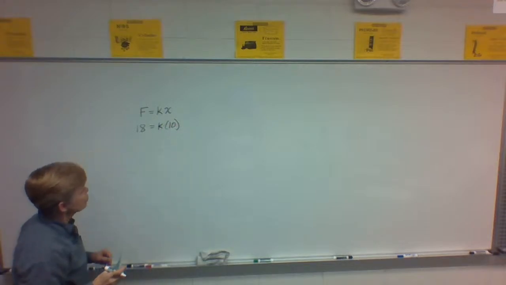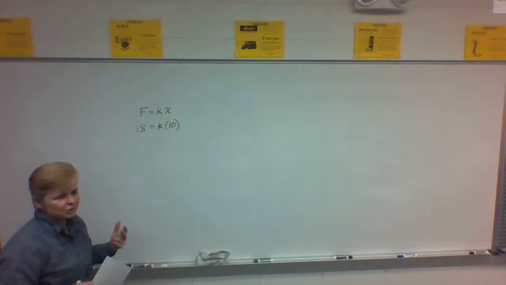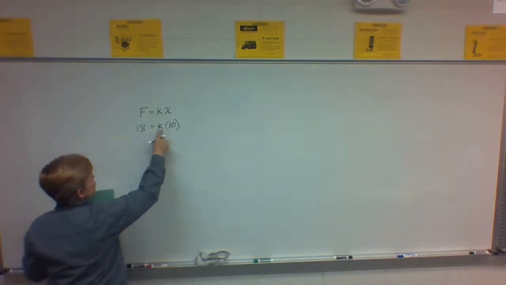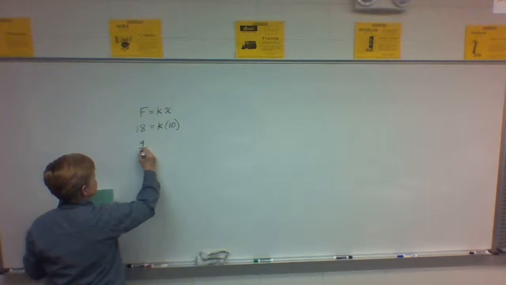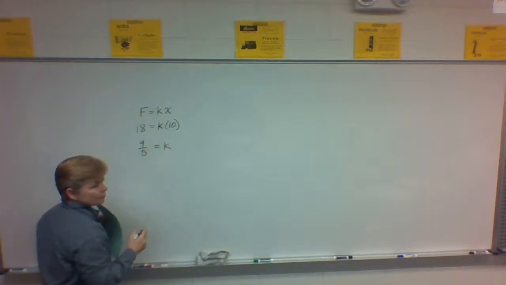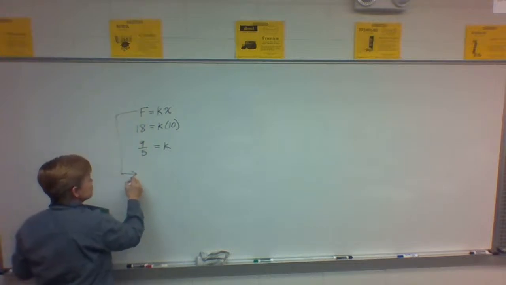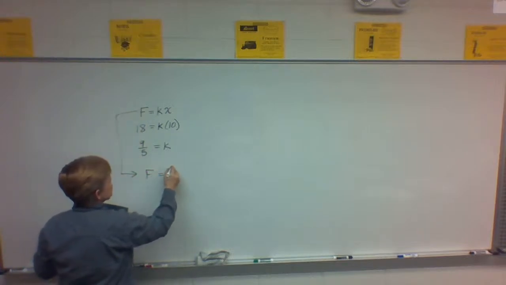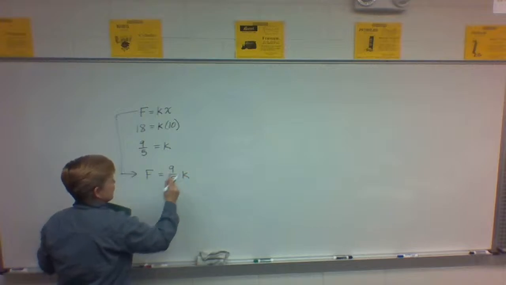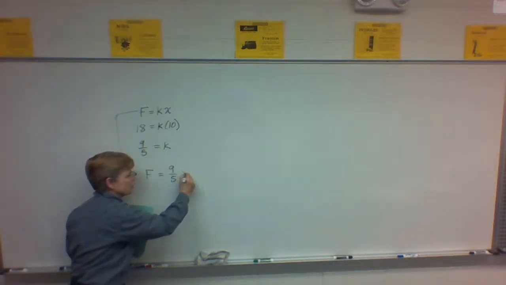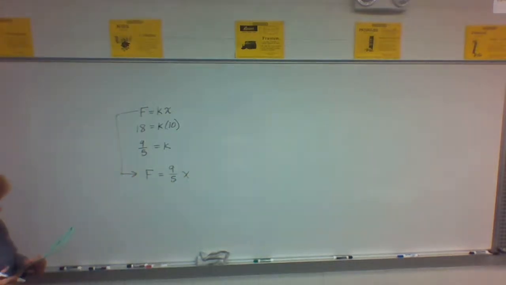And you might think, well, you're not doing calculus, Miss Jane. I'm just trying to find K. And that's algebraic. K is 9/5. And so Hooke's law for this spring is force equals 9/5 x, where x is a distance. So this is what we've done so far from the words.